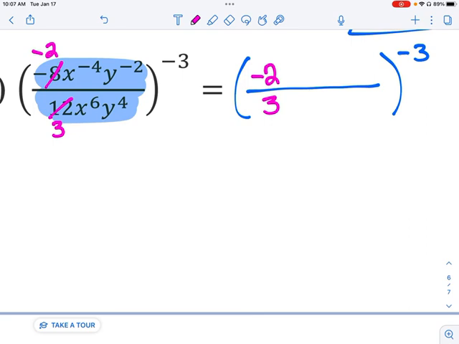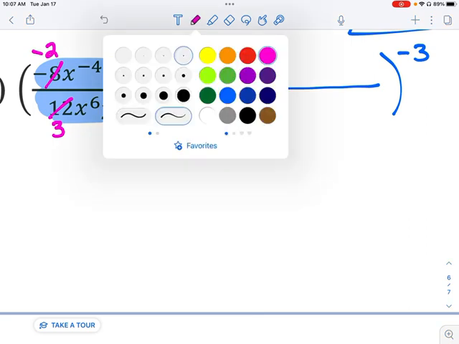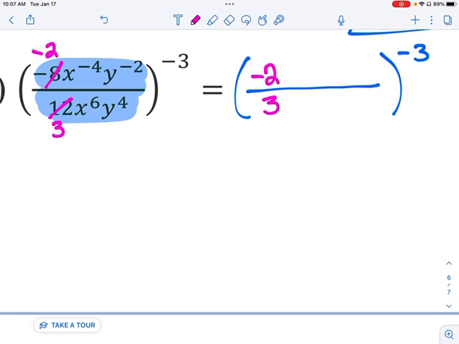The next thing I see is I have x to the negative 4. So that's going to move to the bottom and become x to the 4. Y to the negative 2 is going to move to the bottom and become a positive 2. X to the 6 is already in the bottom, and y to the 4th is already in the bottom. Okay, so those have those negative exponents, so that moves it.